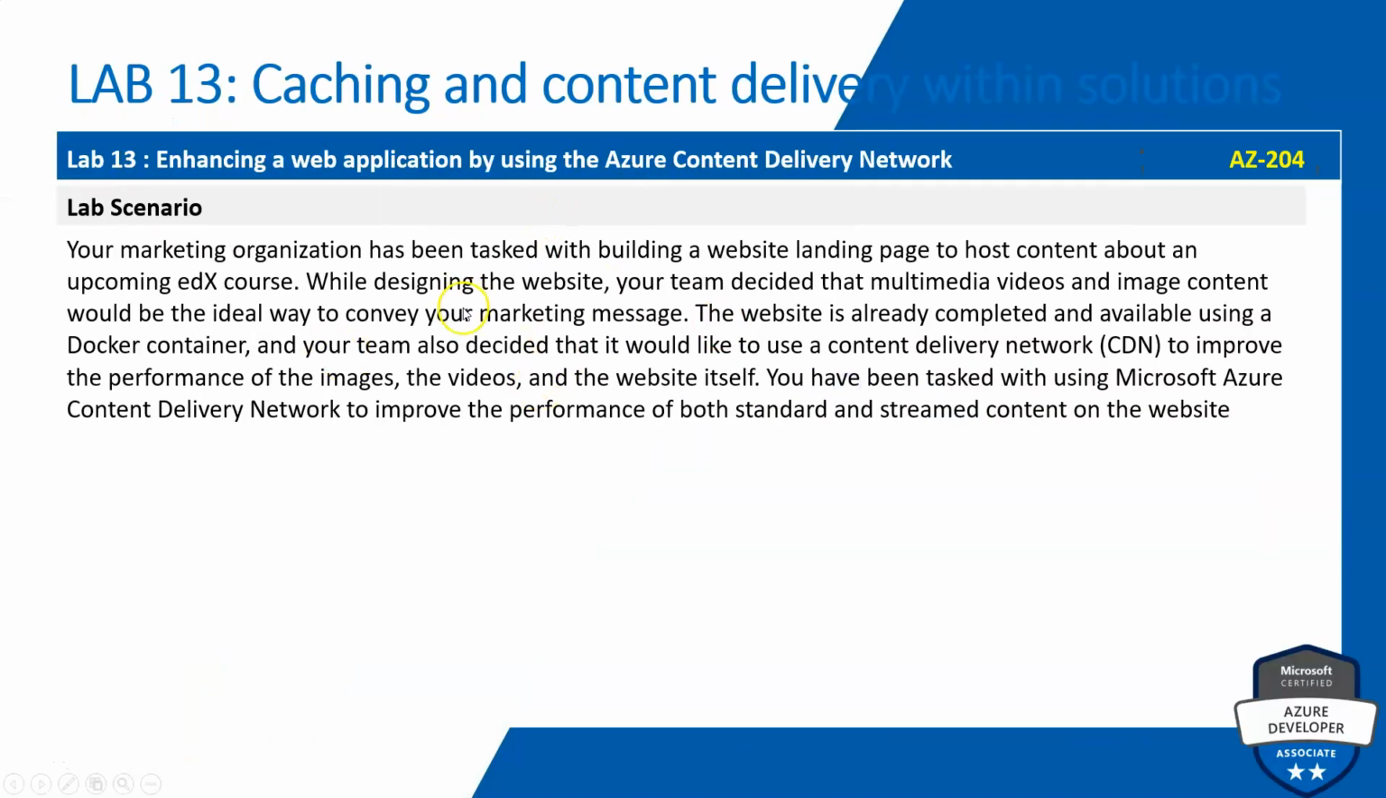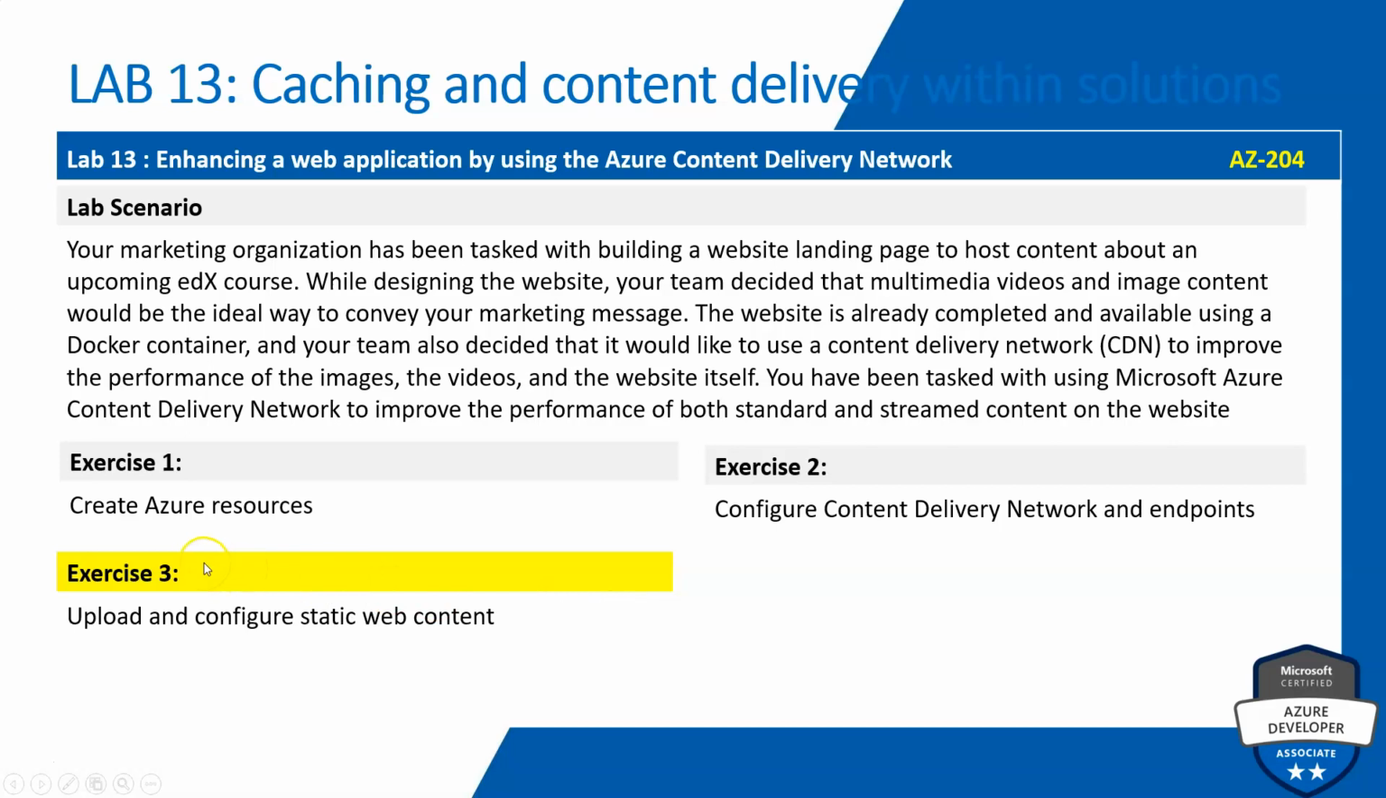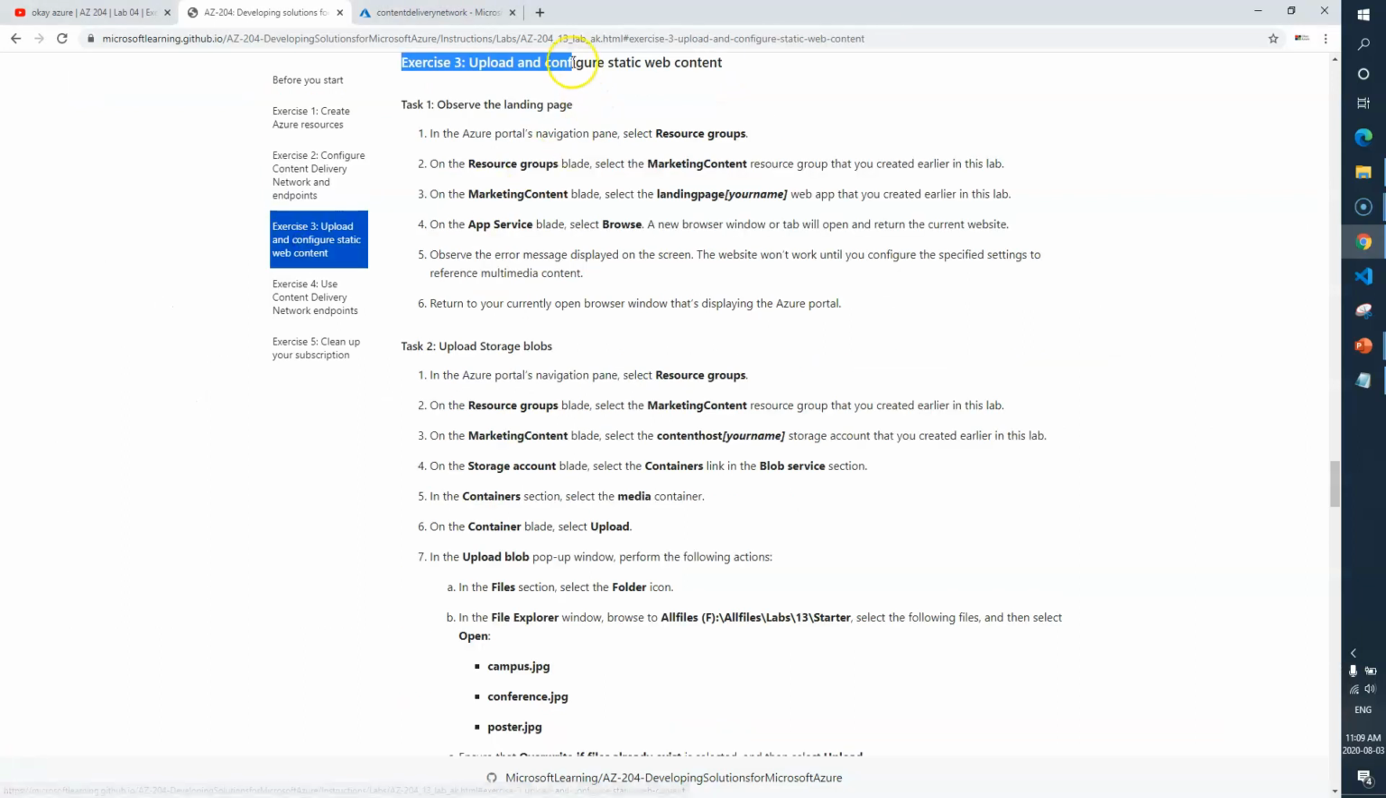So here is the lab scenario. You can go through it if you want. And so far we are done with exercise 1 and exercise 2. In this video we'll work on exercise 3. Alright, so let's go to the instruction page. Here we are, exercise 3. It says upload and configure static web content.